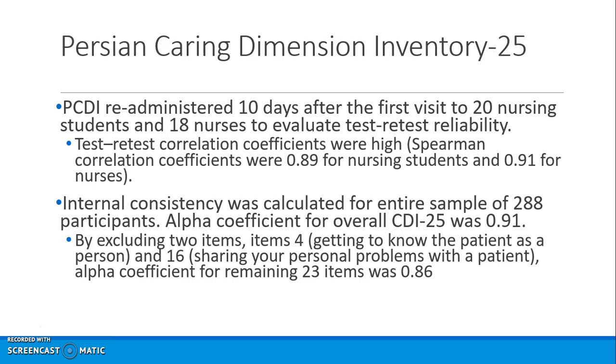Here's another one, a PCDI, administered 10 days after the first visit to 20 nursing students and 18 nurses, and they're looking at test-retest reliability. They use the Spearman, which is a non-parametric correlation coefficient, and you're seeing very high correlation coefficients, which are the strengths of the association. Looking at the CDI 25, a calculation of the alpha coefficient there as well, and you'd have to read about the CDI instrument to note what exactly went on in terms of the methods of the investigators, but it's a large sample size, so that's terrific.